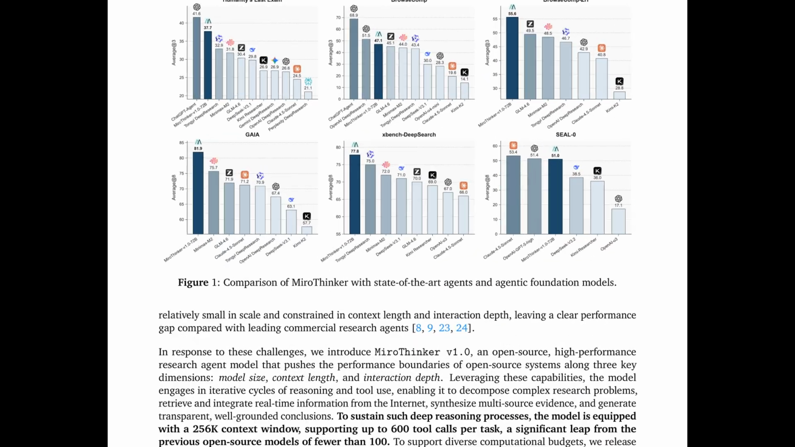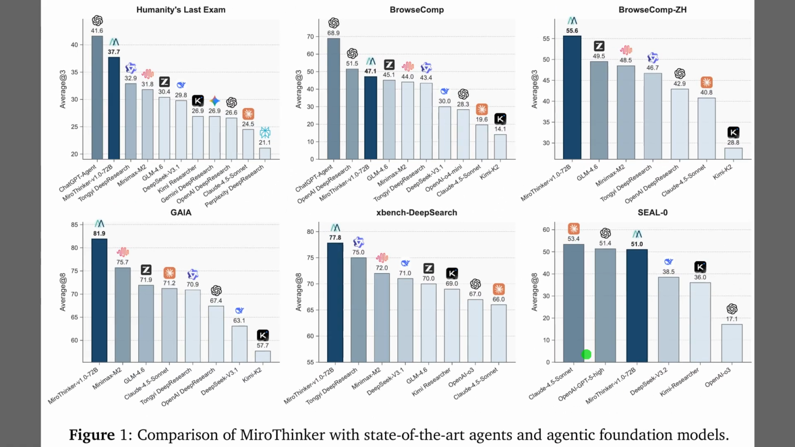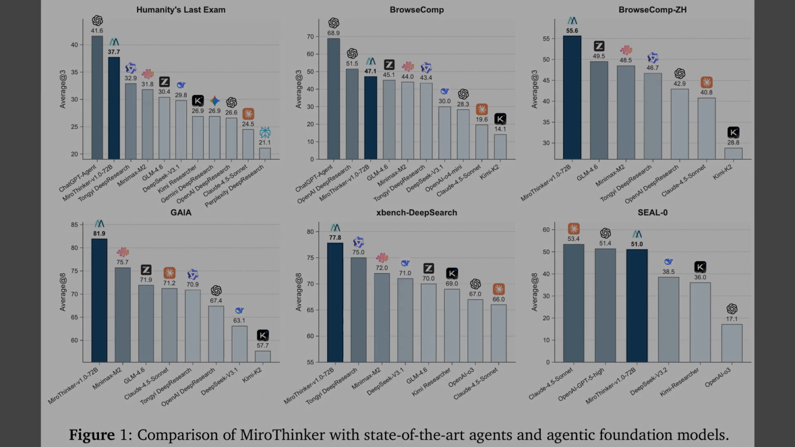Figure 1 shows that MiroThinker's largest model consistently ranks near the top against both open and commercial research agents across several demanding benchmarks. The grouped bar charts compare average scores, so taller dark blue bars mean stronger research performance. In Humanity's Last Exam, BrowseComp, and BrowseComp-ZH, MiroThinker trails only the strongest closed systems, while on GAIA, xbench-DeepSearch, and SEAL-0, it actually leads all open options.